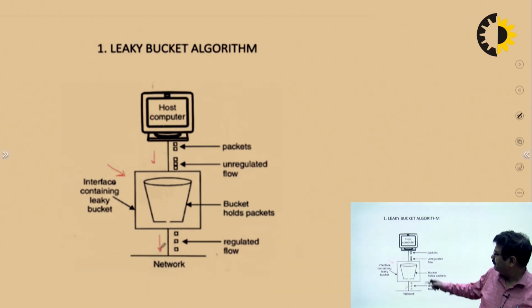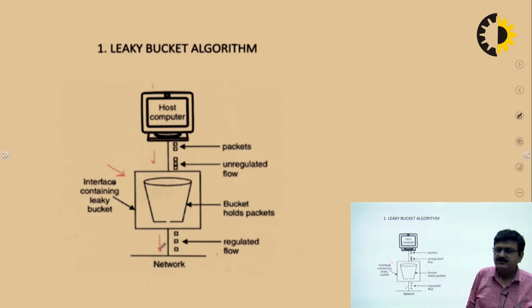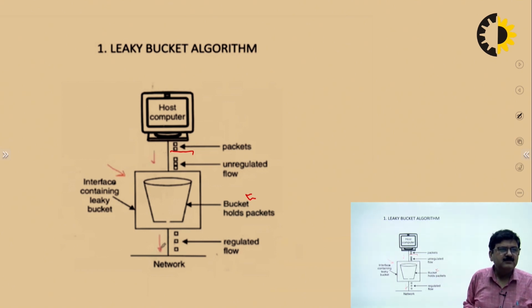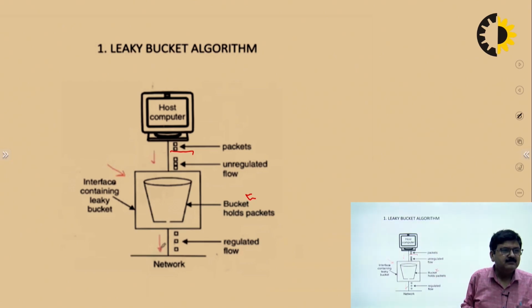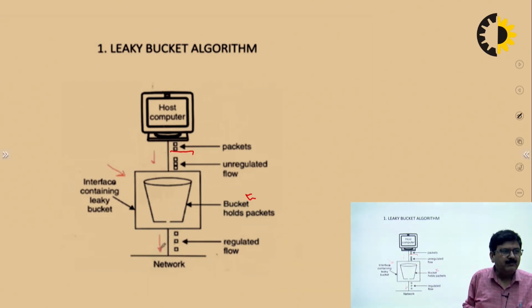You can see the packets the way we are showing: three packets are coming, in between there is an idle time with no packets, and then after the idle time some packets come again. The bucket holds the packets, and the hole regulates the packets.